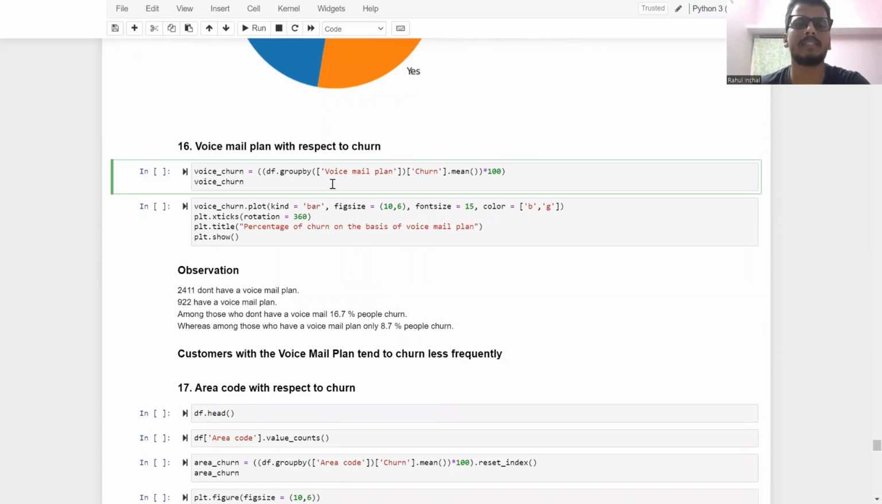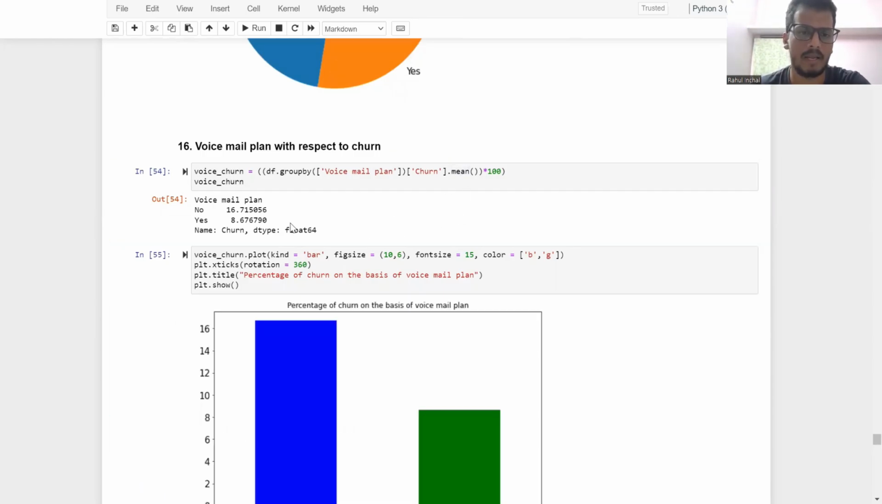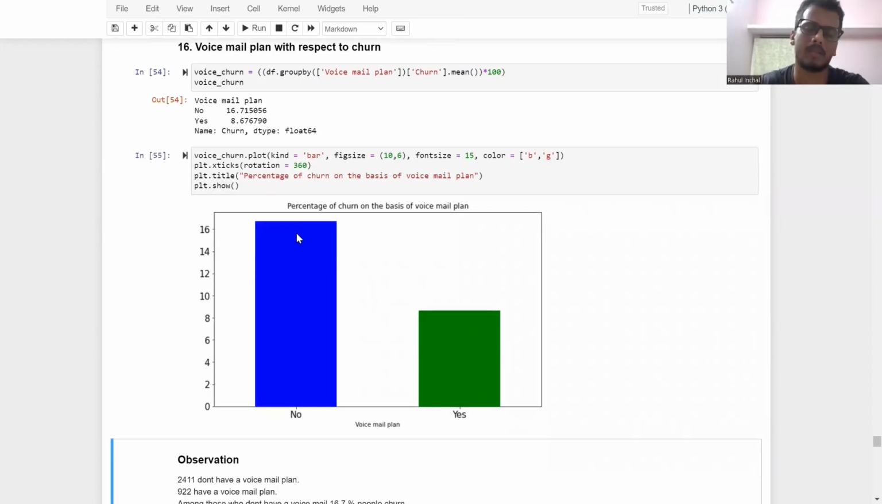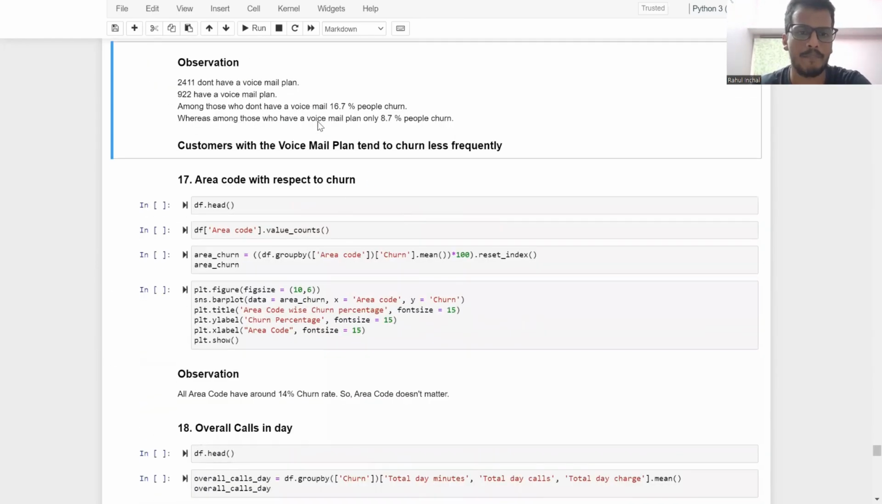Now let's see voicemail plan with respect to churn. This is the churn, and I have tried to find the mean of that. Then I'm plotting the graph for that, which means if a person is not taking the voicemail plan, he is more likely to churn, I mean give up the subscription. This is what I mentioned here: customers with a voicemail plan tend to churn less frequently.